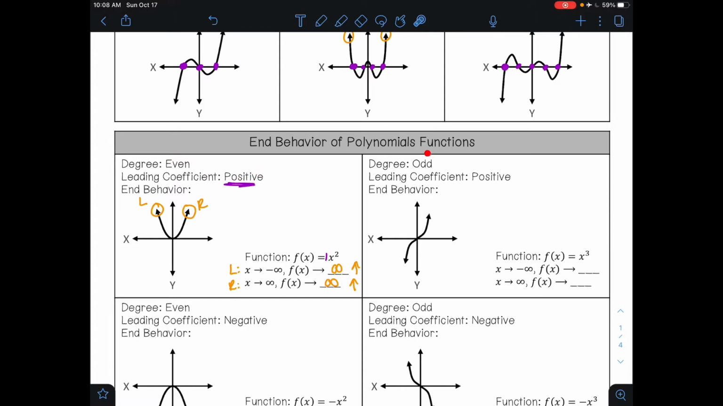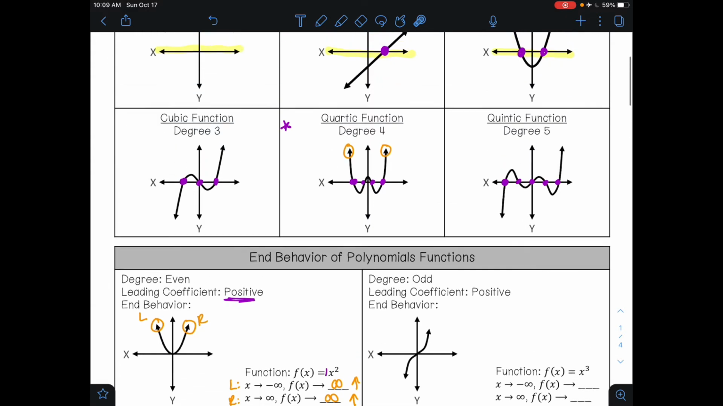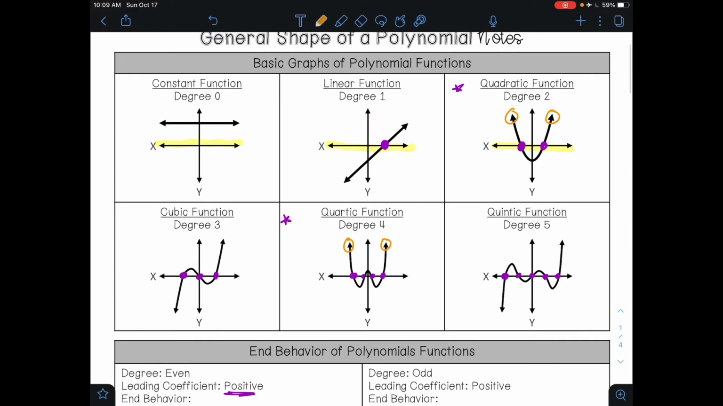Now, what happens if you have a degree that is odd? Well, that's like this one right here where we have f of x equals x cubed. Here, my degree is odd. My leading coefficient is 1. 1 is a positive number. If we look at our end behavior, the left side is down, and the right side is up. Let's look at our odd functions over here.